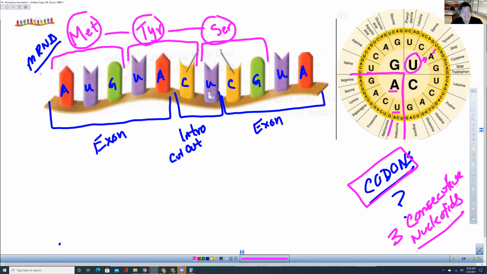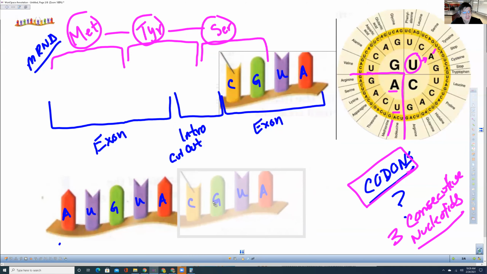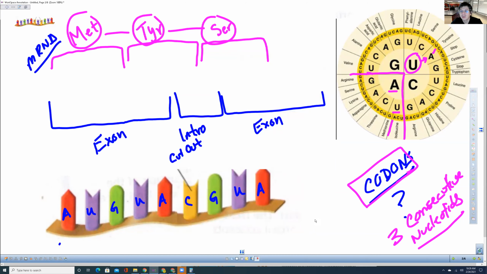But remember, we said that CU is an intron. So check this out. Look, I'm going to cut out the intron. See that? And so now these two exons get spliced together. Now, look at my codons now. My codons, 1, 2, 3. I still have 3 codons, but AUG, that's still going to give me methionine.